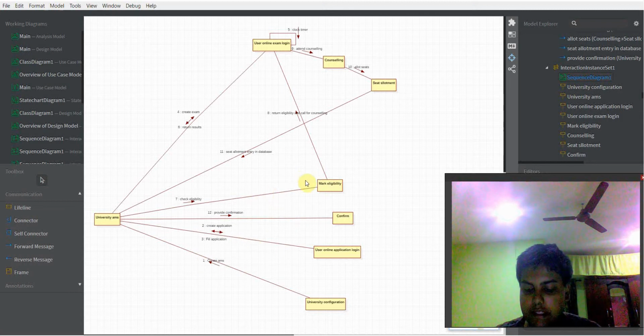The types of messages are shown with an arrow mark like this. A fully shaded arrow is called a synchronous message. If it's not shaded, it's called flow of control. If it has a half arrow, that's called asynchronous. And if you have a dotted line on your arrow, then it's called a return symbol.